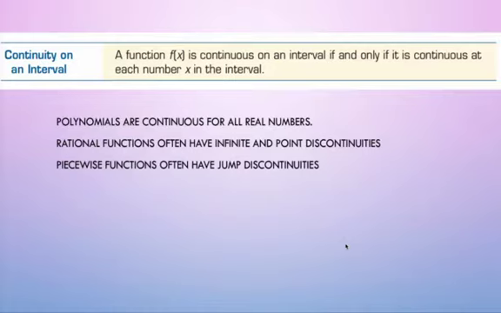A function is continuous on an interval if and only if it is continuous at each number x in the interval. Polynomials are continuous for all real numbers. That's very handy. Rational functions often have infinite and point discontinuities, and piecewise functions often have jump discontinuities.